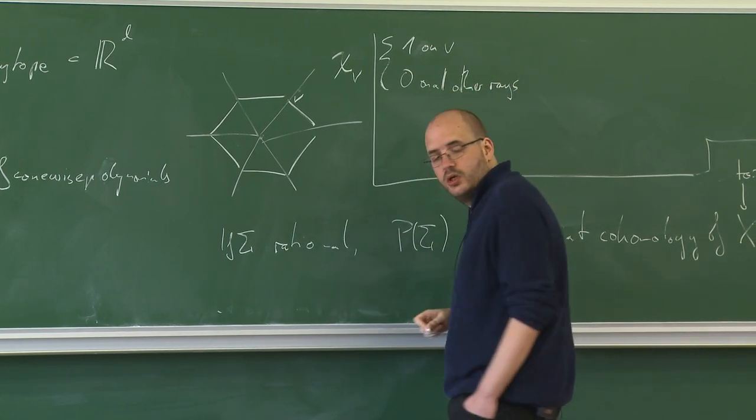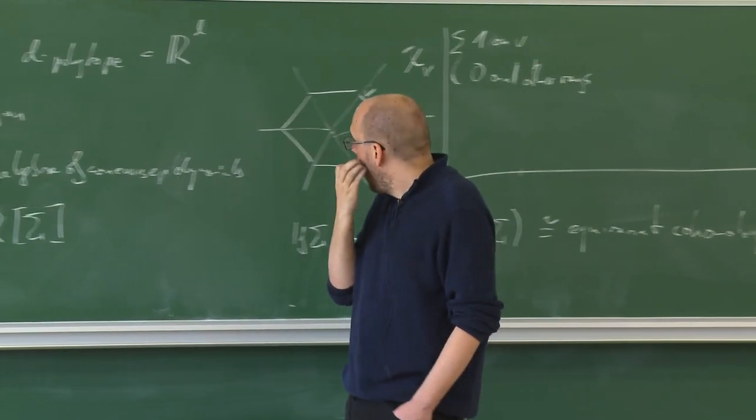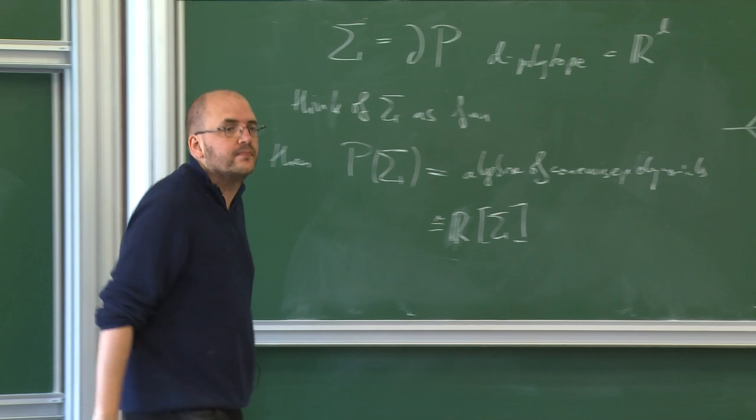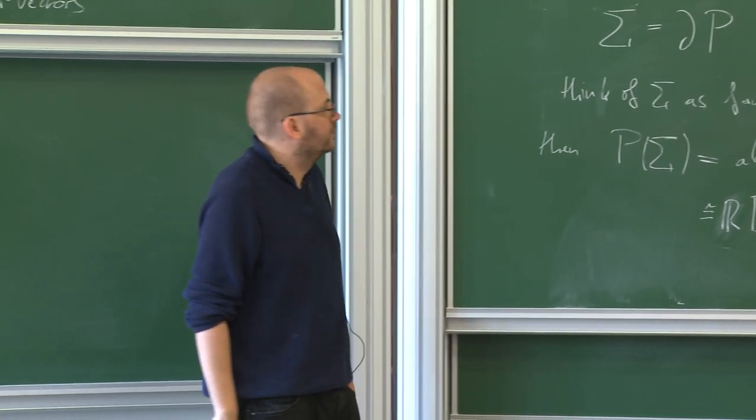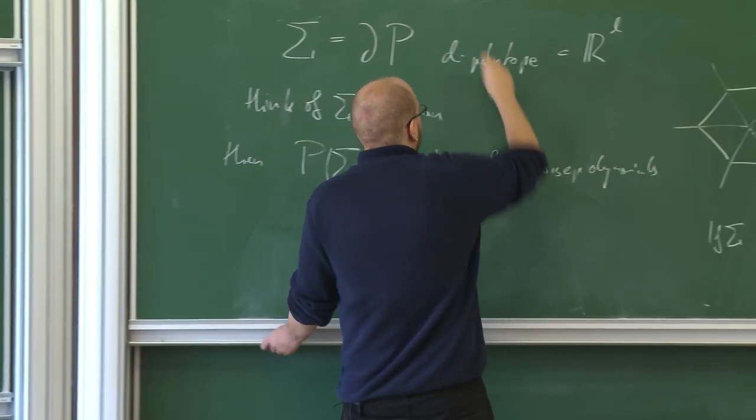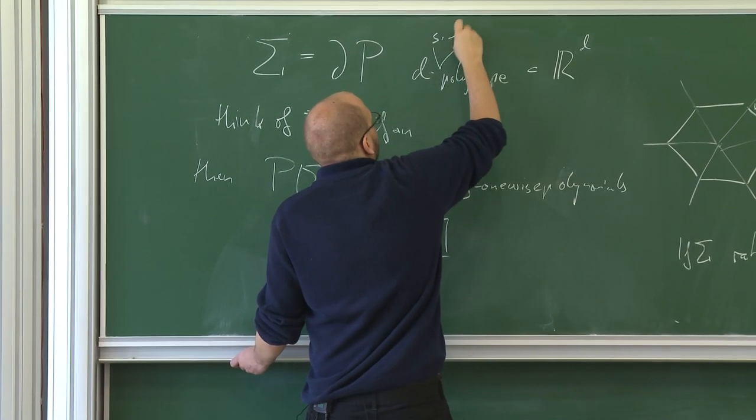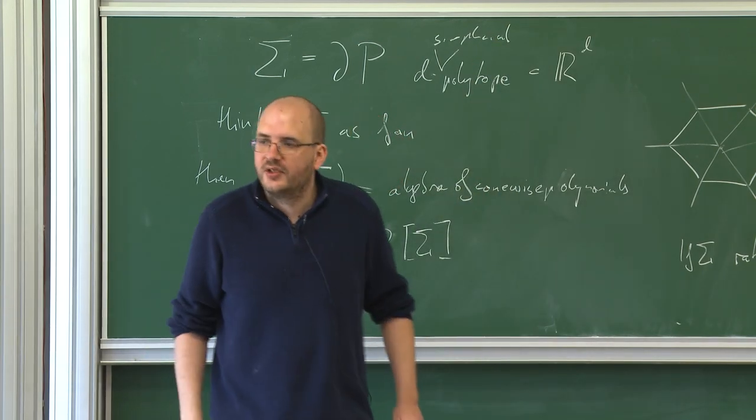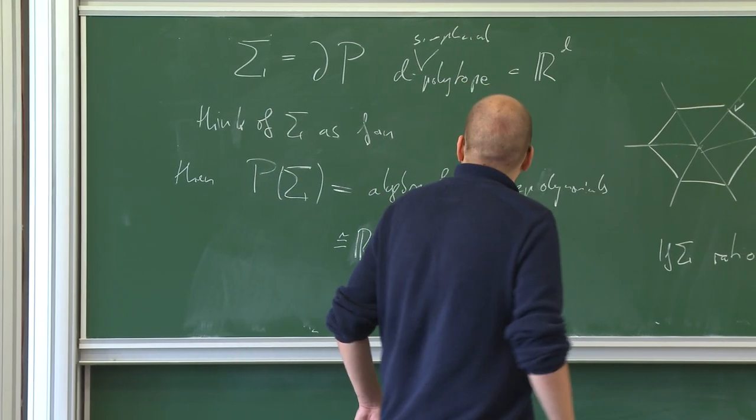When you wrote R of sigma, does it refer to the previous notation for a simplicial complex? Yeah. But you don't assume that sigma is simplicial, or do you? Sorry, everything's simplicial for now. Yes, thank you. I said it, but I didn't write it. Sorry.